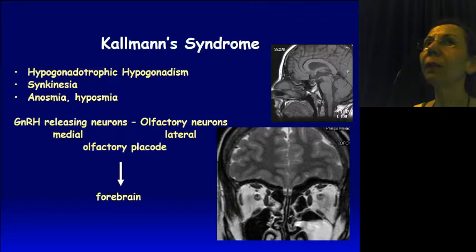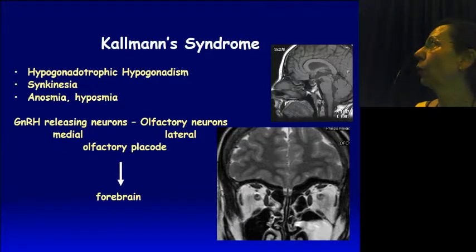So what are the imaging findings? In terms of hyposmia, anosmia, you should look at the olfactory tract. Is this present or absent? Is this hypoplastic or normal? And you check this with coronal T2 weighted images along the trajectory of the olfactory tracts.